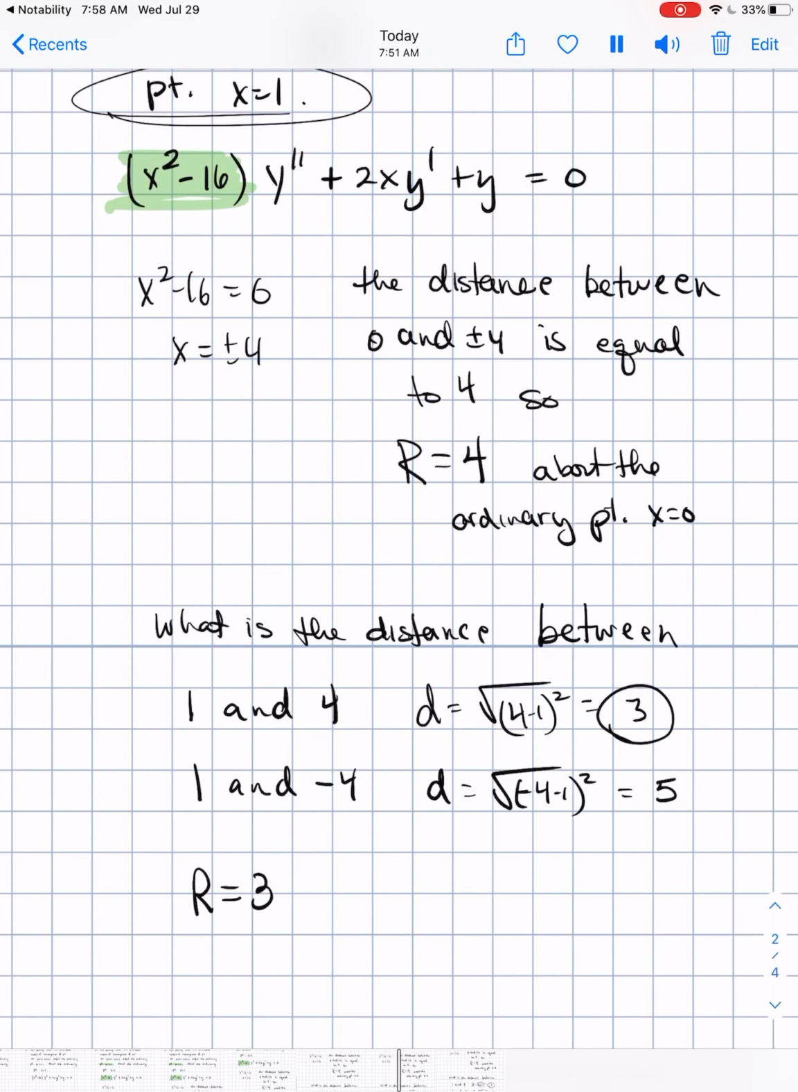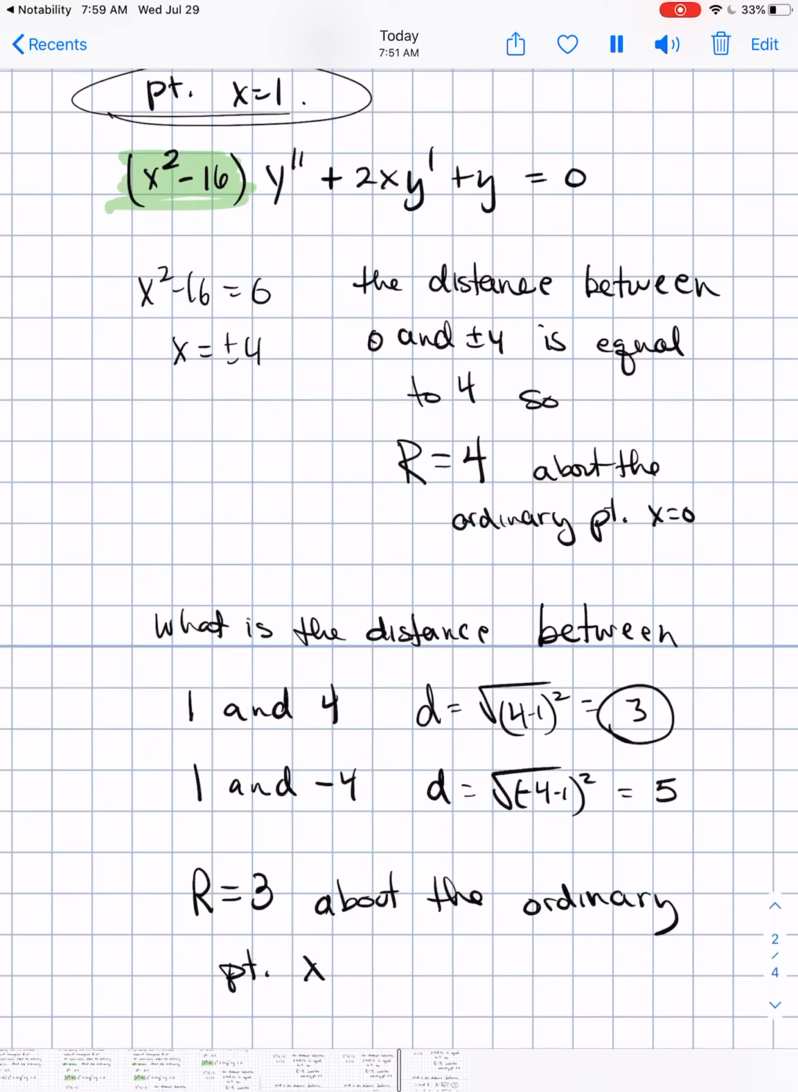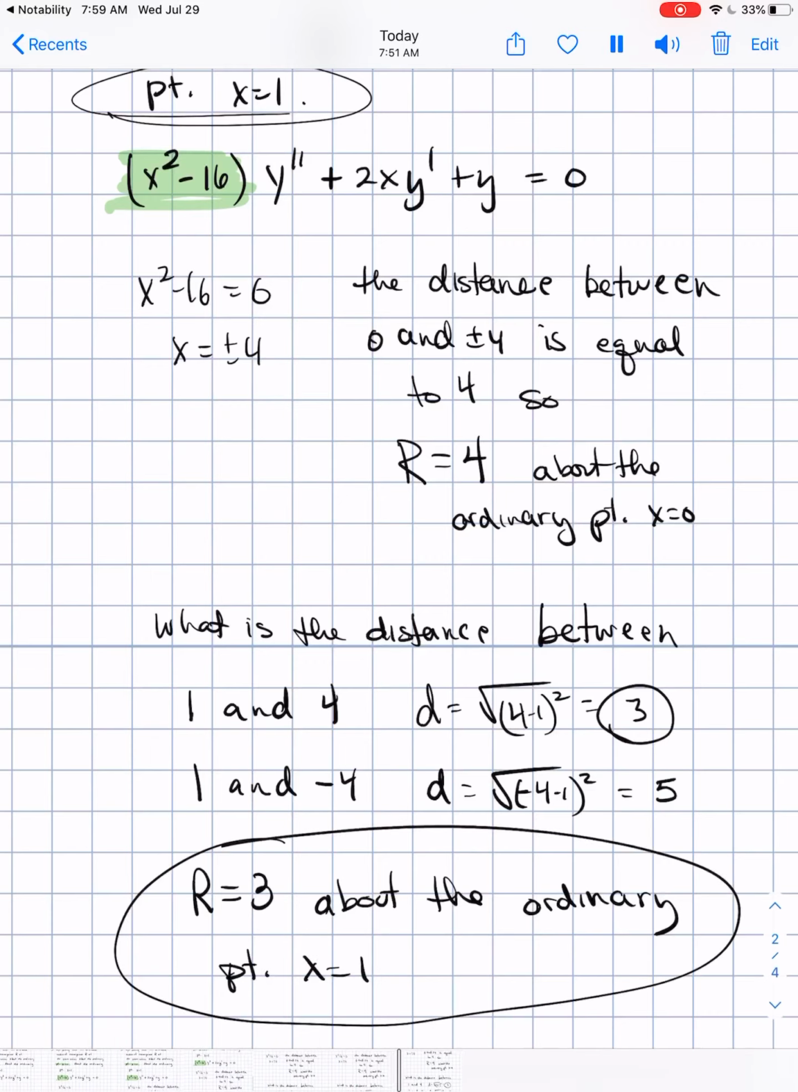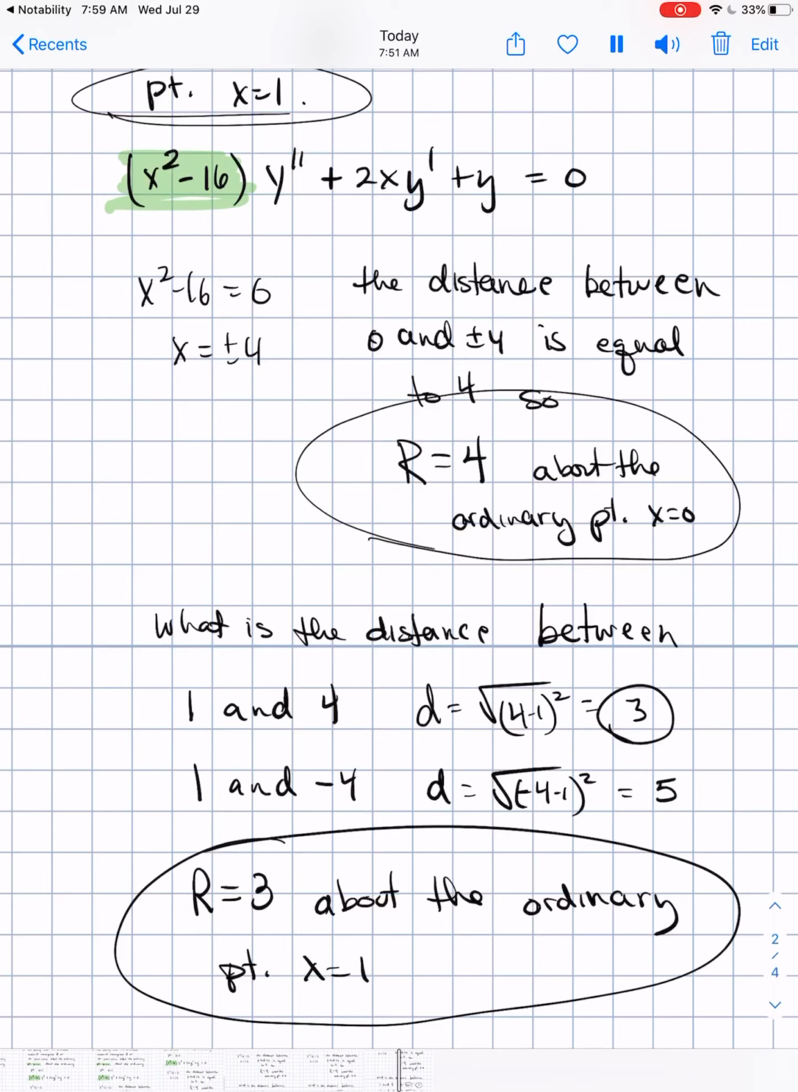So R will be 3 about the ordinary point x equals 1. So at x equals 1, it's going to be 3, and at x equals 0, it's going to be 4. All right, so that should help you with 6.2. As we go along, I might do another example for 6.2 of the last video, the harder video that we had.